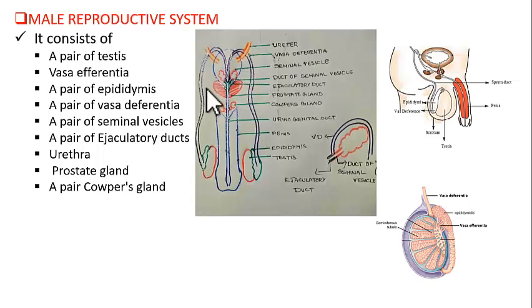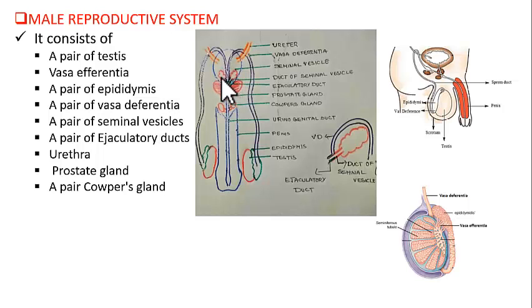Next is a pair of vasa deferentia. So what are these vasa deferentia? Vasa deferentia are the tubular structures that arise from epididymis on either side. See here, this is the vasa deferentia. This is another vasa deferentia. These vasa deferentia then coil around the ureter. This is the ureter, and this balloon-like structure is the urinary bladder. These are the ureters. These vasa deferentia coil around ureters and then join with the seminal vesicles. So what are the seminal vesicles here?